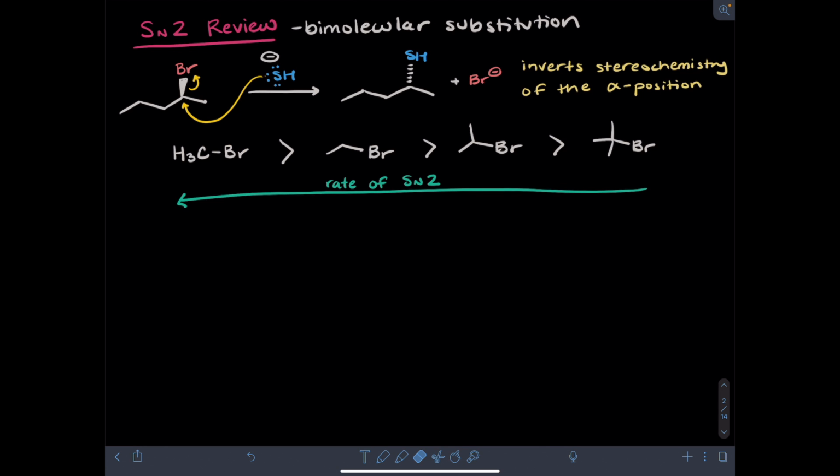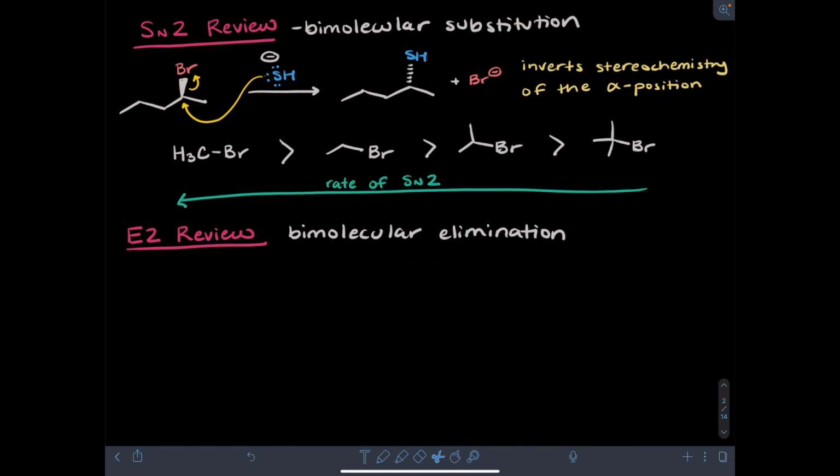The rate of SN2 reactions depends partially on the substitution of the alkyl halide. Methyl halides will react fastest, followed by primary, followed by secondary alkyl halides. And actually, these tertiary alkyl halides are totally unreactive in SN2 reactions.